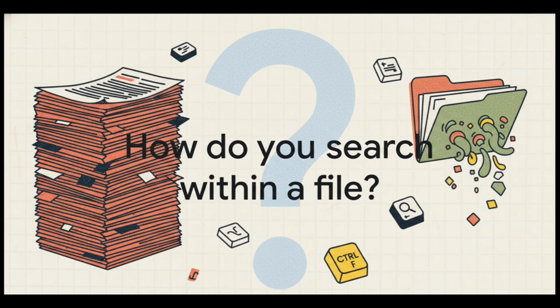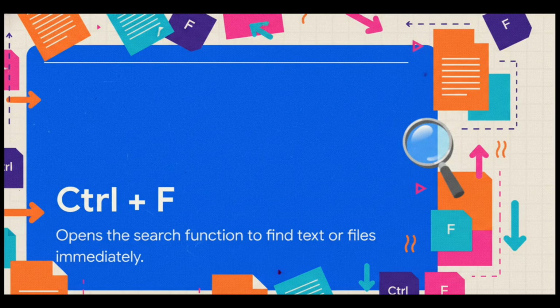Okay, next challenge. You're staring at a giant 50-page PDF or a massive folder of notes, and you need to find one specific vocabulary word. What's the shortcut? It's Control+F. This is your absolute best friend when working with large files. It opens up the search function to find text immediately, letting you jump straight to the exact information you need.